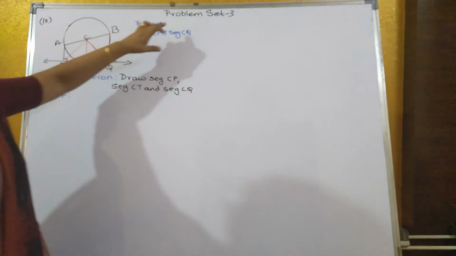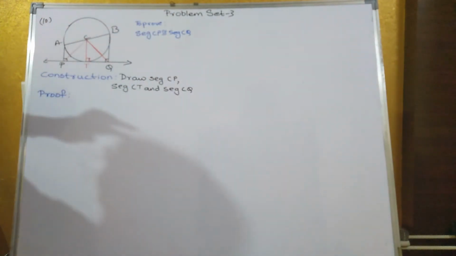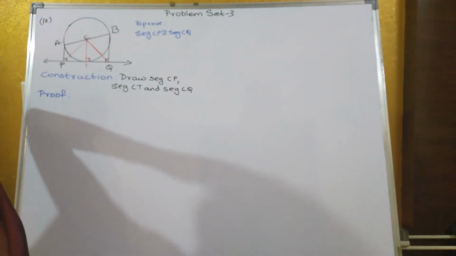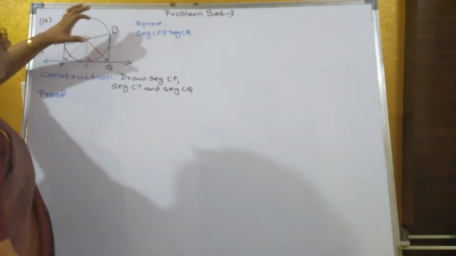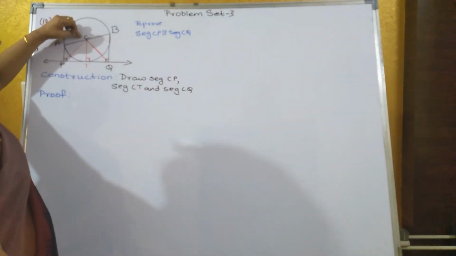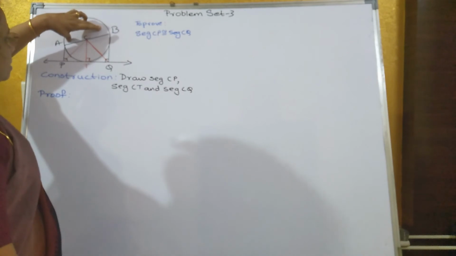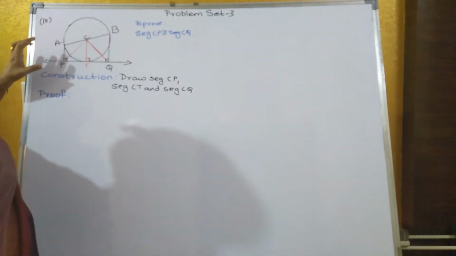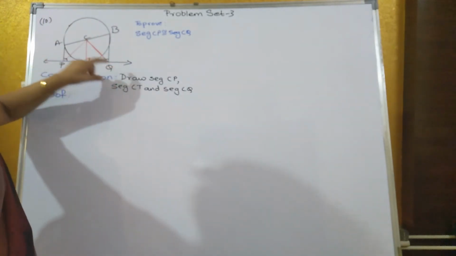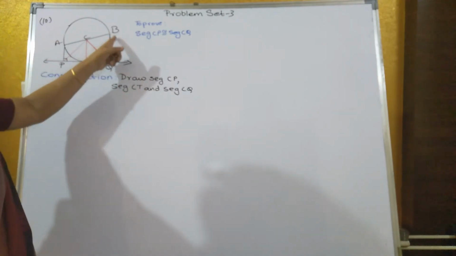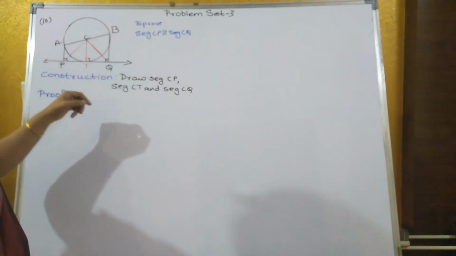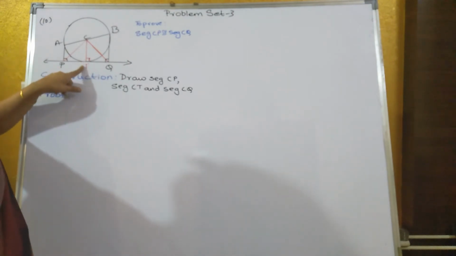Now problem set 3, sum number 10 is also connected to practice set 3.1. In this they have given a circle with center C and AB is a diameter, and PQ is a tangent, and AP is perpendicular to PQ and BQ is also perpendicular to PQ, and the tangent is touching the circle at the point T.